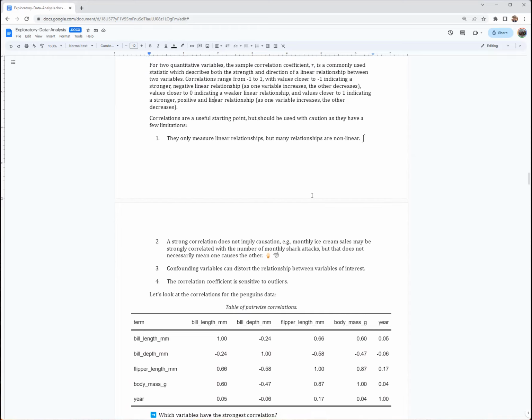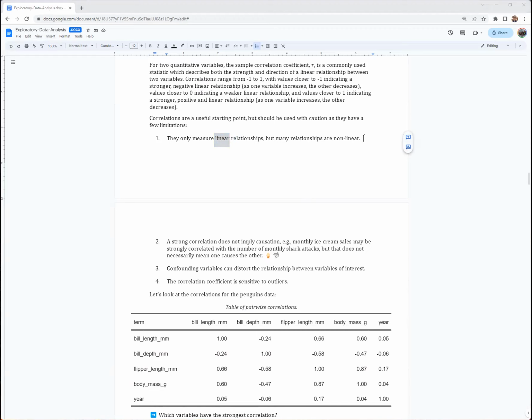Correlations are very widely used. Sadly, in many ways that are not appropriate or that are misleading, because they're very simple to calculate, but there are a lot of restrictions in their interpretability or meaning in many situations. So the biggest caveat with correlations is that they only quantify the strength of straight line relationships. But many relationships are non-linear.